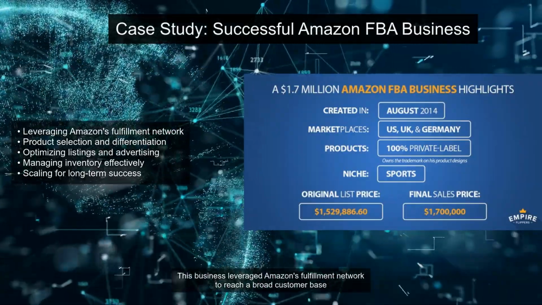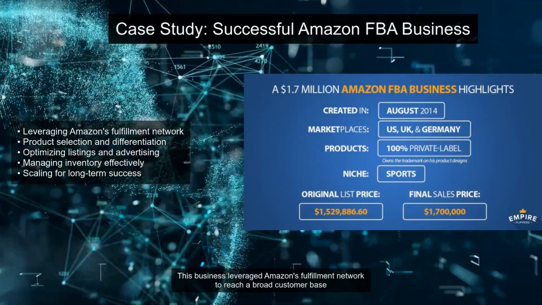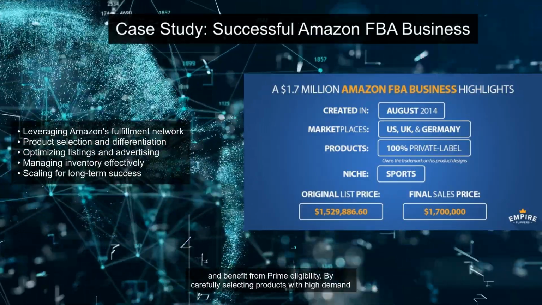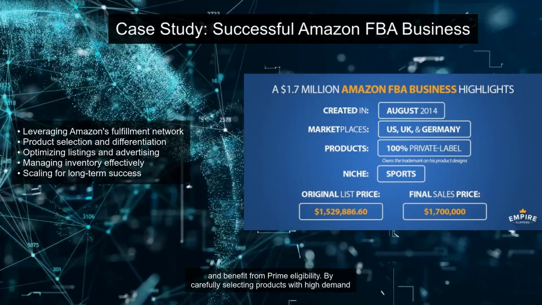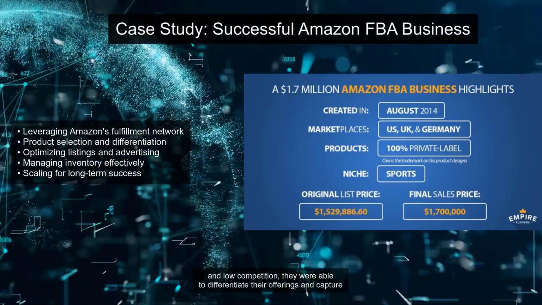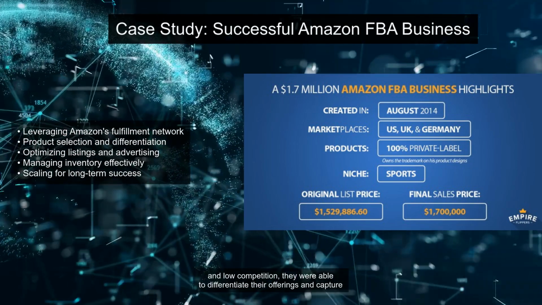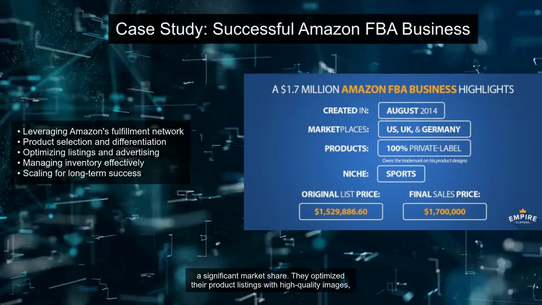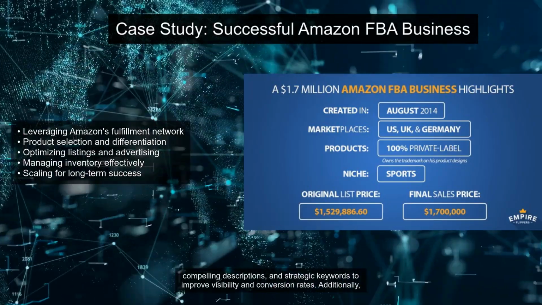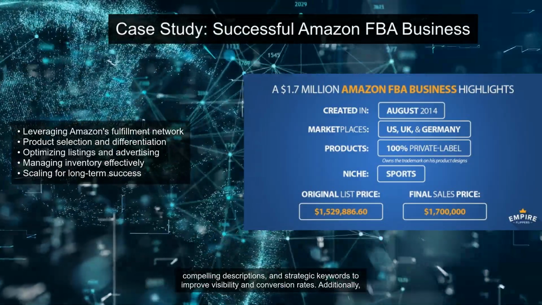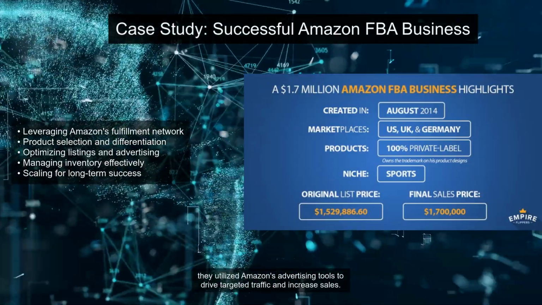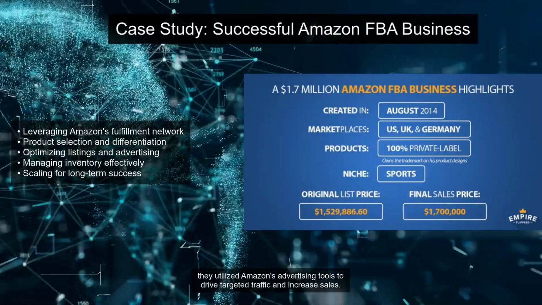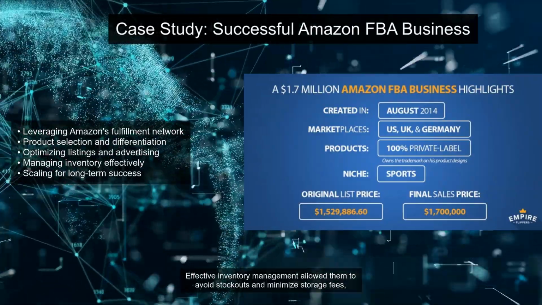This business leveraged Amazon's fulfillment network to reach a broad customer base and benefit from Prime eligibility. By carefully selecting products with high demand and low competition, they were able to differentiate their offerings and capture a significant market share. They optimized their product listings with high-quality images, compelling descriptions, and strategic keywords to improve visibility and conversion rates. Additionally, they utilized Amazon's advertising tools to drive targeted traffic and increase sales.